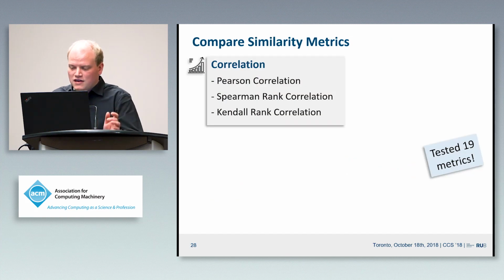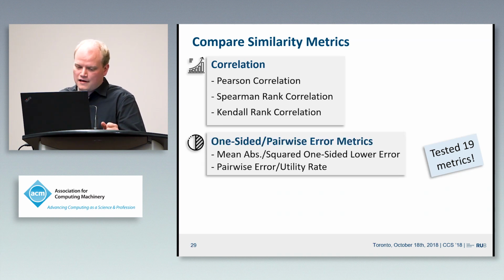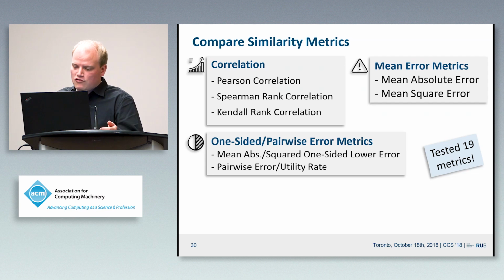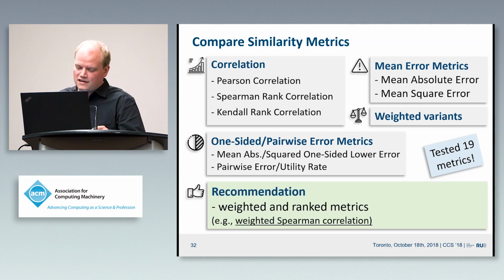Overall, we tested 19 metrics, and we first started with the obvious choice, correlation, but we also considered one-sided and pairwise error metrics, which account for those aforementioned over- and underestimates, mean error metrics, and various weighted variants of those. And the final recommendation is that you should use a weighted and ranked approach, or a metric that is weighted and ranked. And in our paper, and for the evaluation that you can see later, we decided on the weighted Spearman correlation, which is the Pearson correlation on the ranks.